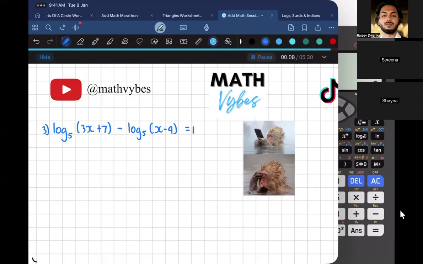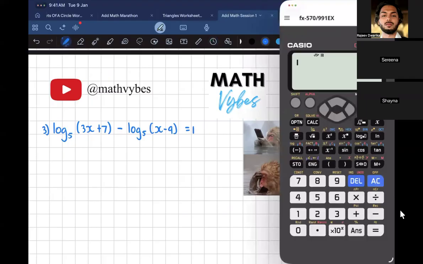Just verify. Serena, if you wanted to check if your answer was correct, how would you do that? You would plug x equals 26 into the original equation. Let's see if your answer is correct. 3 by 26 plus 7 minus log base 3. It's log base 5 root 3.